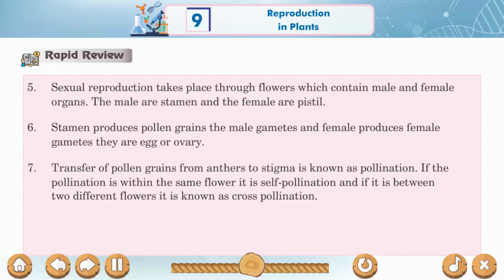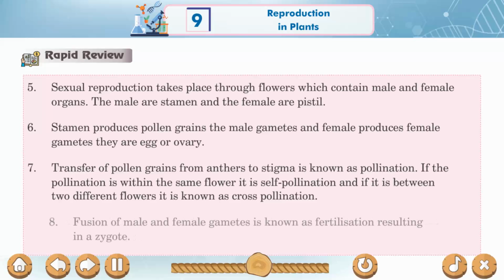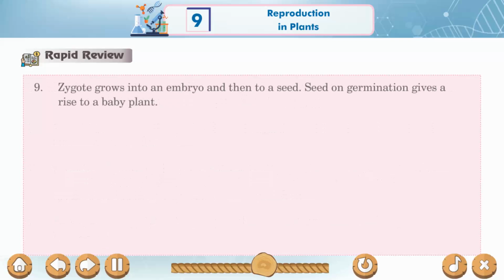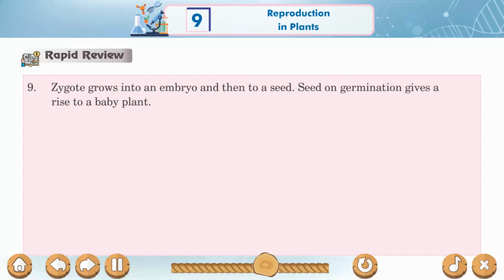If the pollination is within the same flower, it is called self-pollination, and if it is between two different flowers, it is known as cross-pollination. 8. Fusion of male and female gametes is known as fertilization, resulting in a zygote. 9. The zygote grows into an embryo and then to a seed. Seed on germination gives rise to a baby plant.